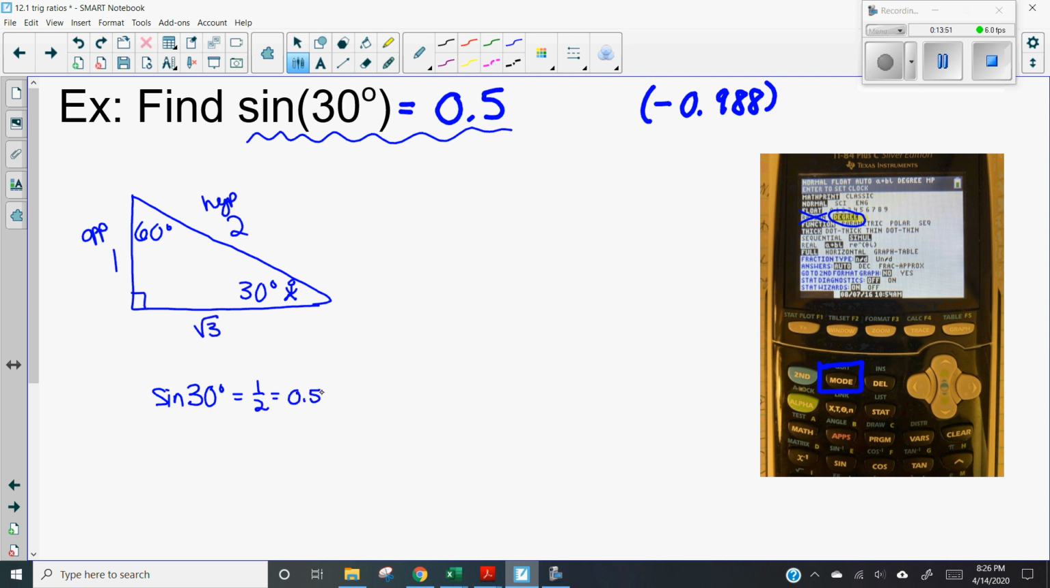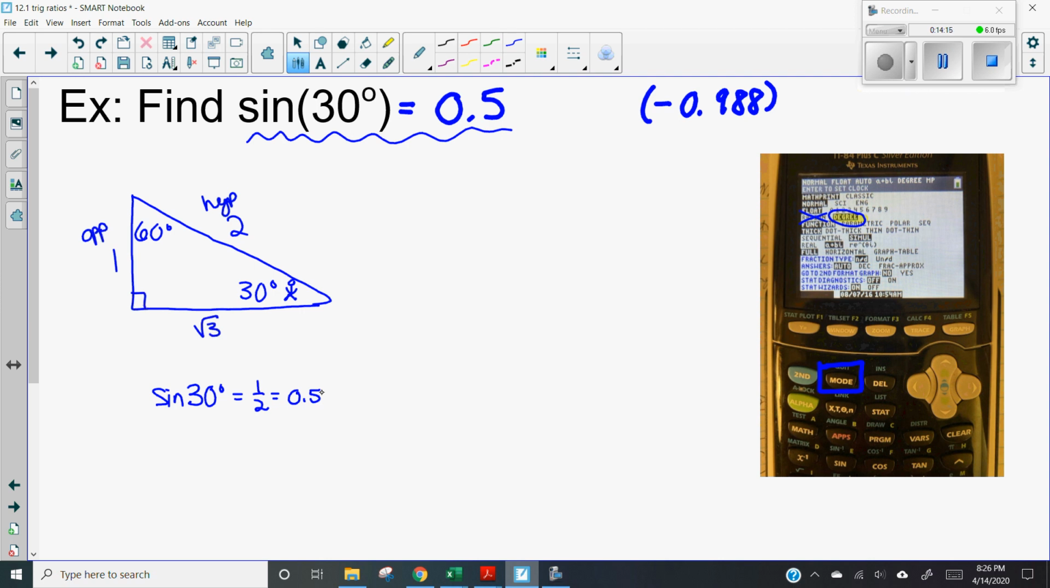But your calculator doesn't really have that triangle set up in there. So here's what it really means. In every single triangle with a 30-degree angle, that ratio, that fraction, opposite over hypotenuse, will always reduce down to 1/2 or 0.5.